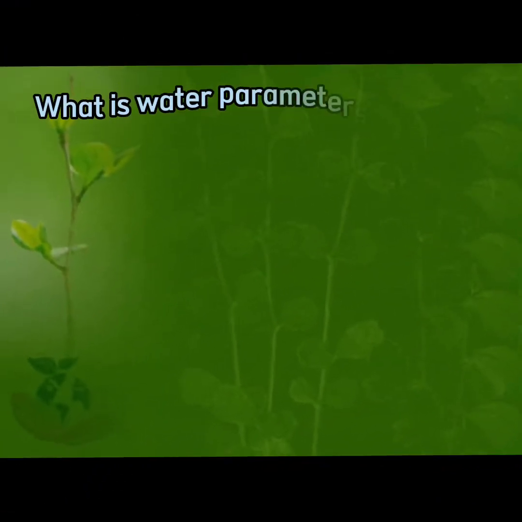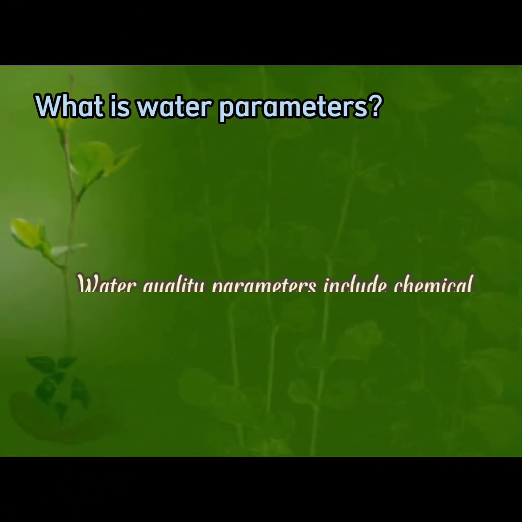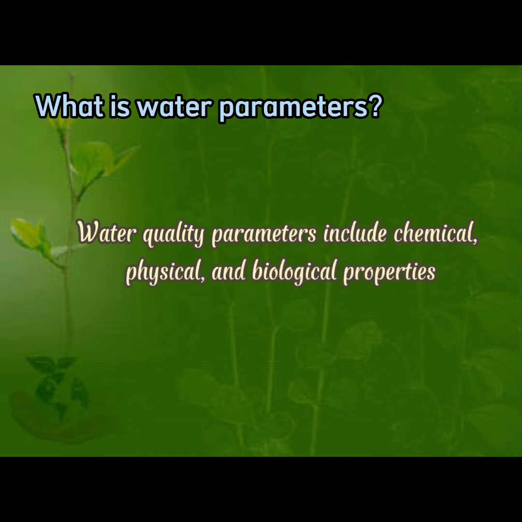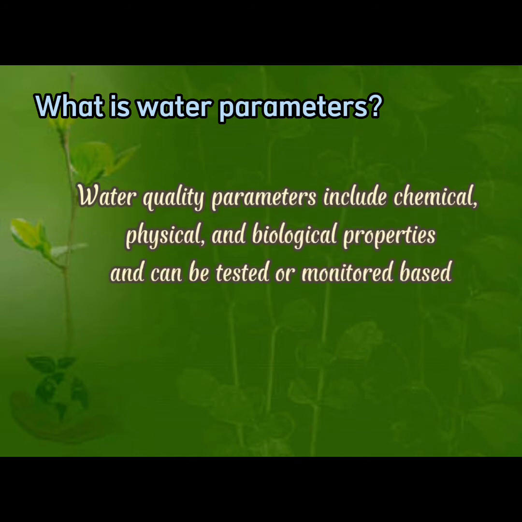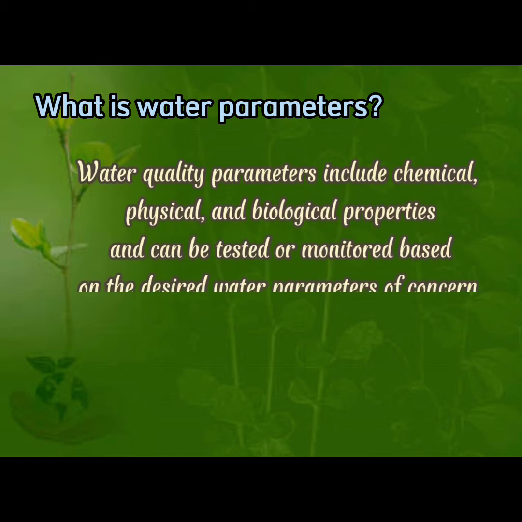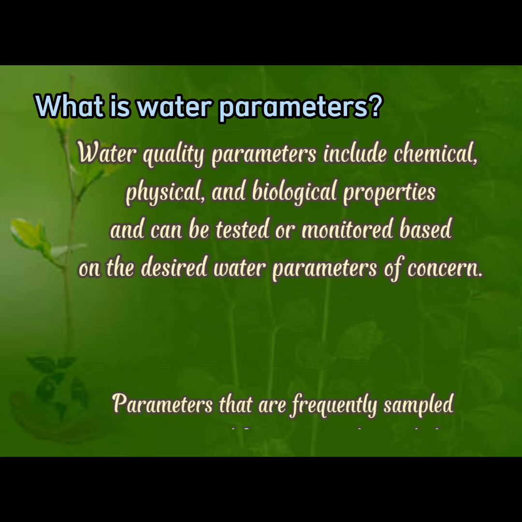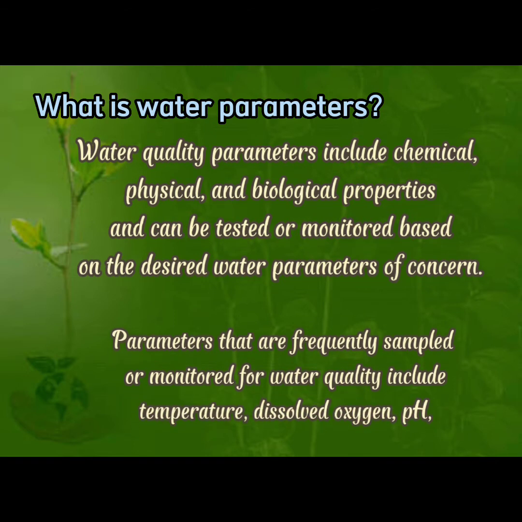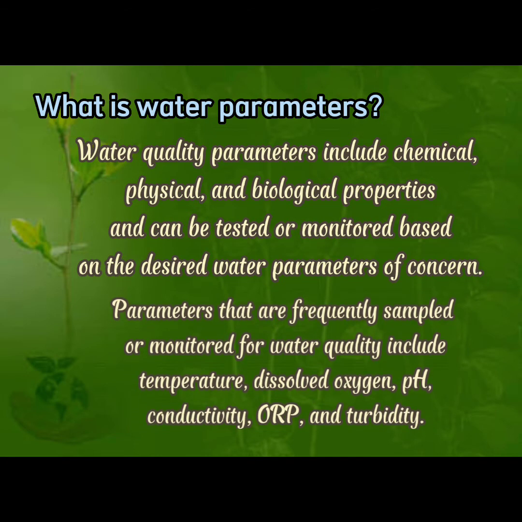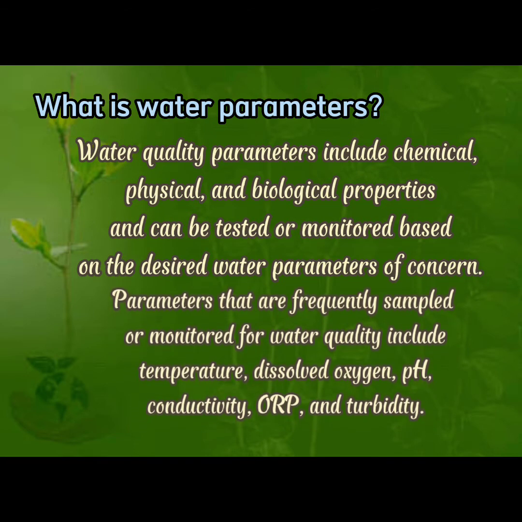What is a water parameter? Water quality parameters include chemical, physical, and biological properties and can be tested or monitored based on the desired water parameter of concern. Parameters that are frequently sampled or monitored for water quality include temperature, dissolved oxygen, pH, conductivity, ORP, and turbidity.